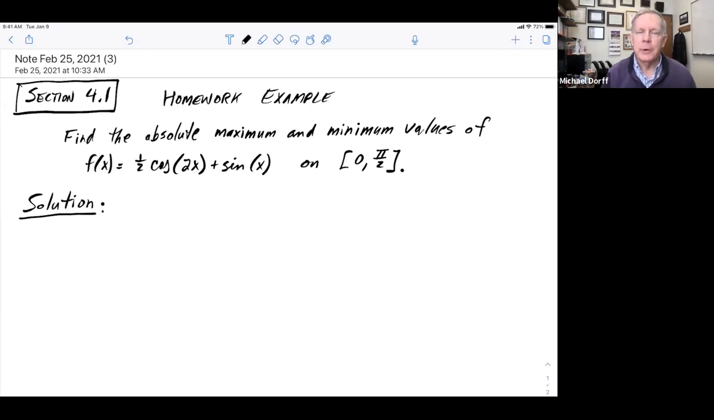The critical numbers are where the derivative of the function equals 0, or the derivative of the function does not exist. Then we'll take those critical numbers, evaluate the function at those critical numbers, and we'll evaluate the function at the endpoints of the interval. Whichever gives us the largest numbers, those are the absolute maximum values, and whatever gives us the smallest are the absolute minimum values.